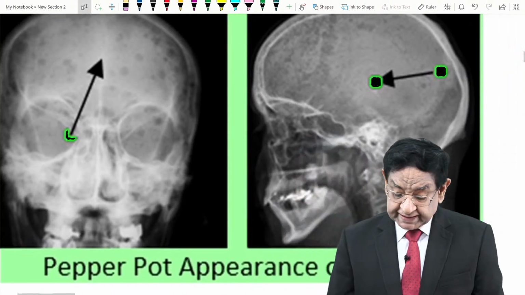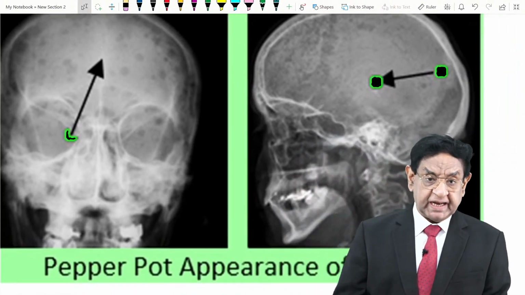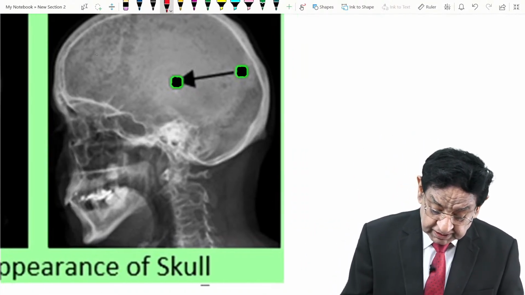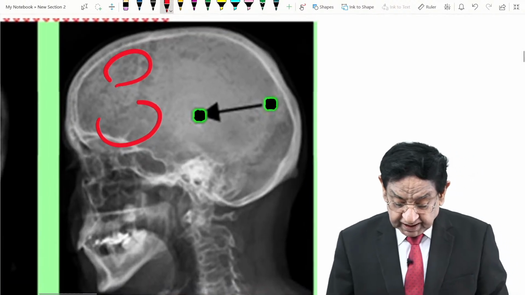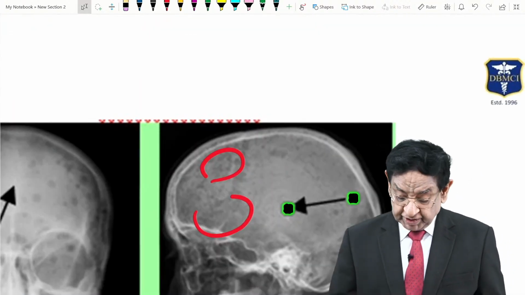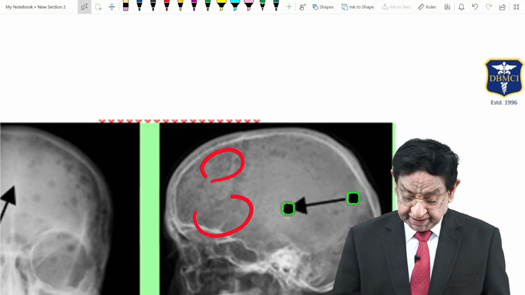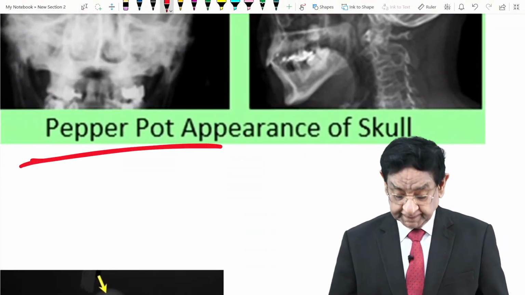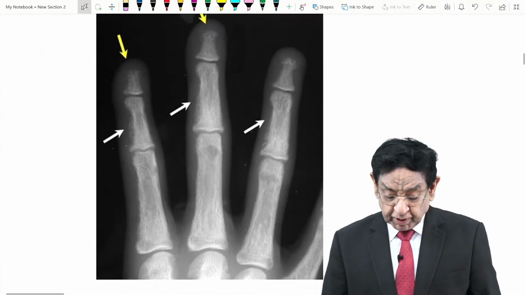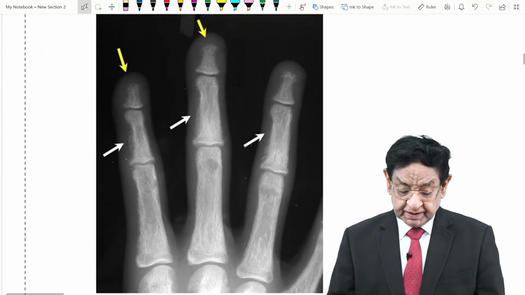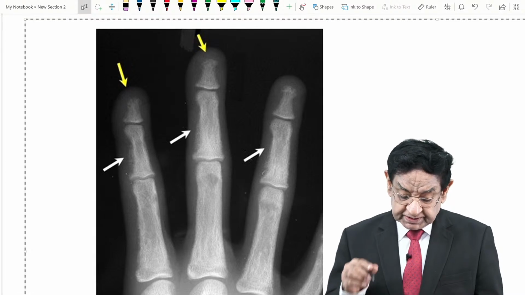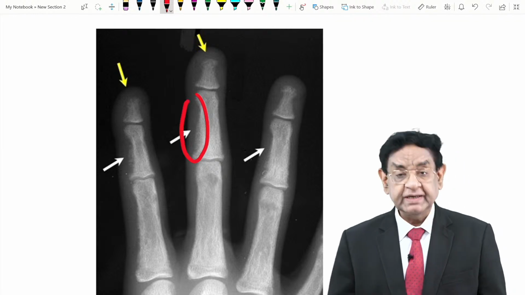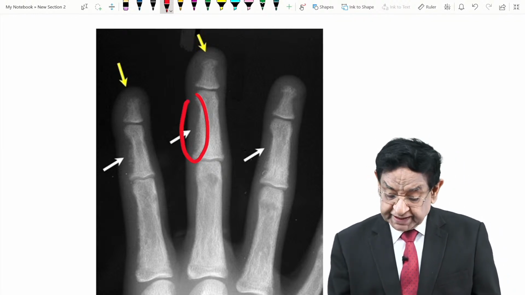Well, we also get in X-ray, when you take an X-ray of the skull, small dots. Look into this. I can enlarge the picture also. What we call pepper pot appearance. Very frequently asked question. But as the bone gets resorbed, look into this. This is the radial side of the fingers. It gets resorbed on the radial side.